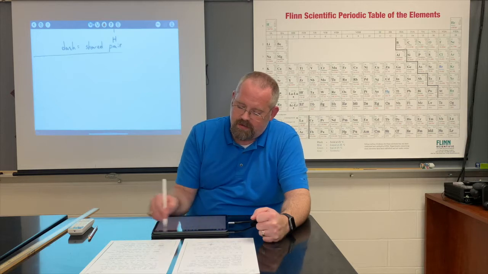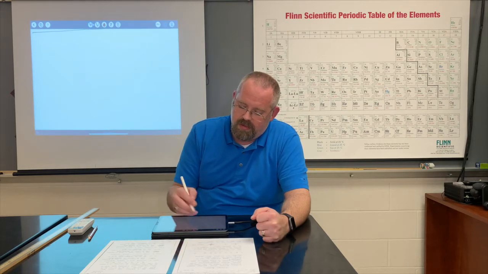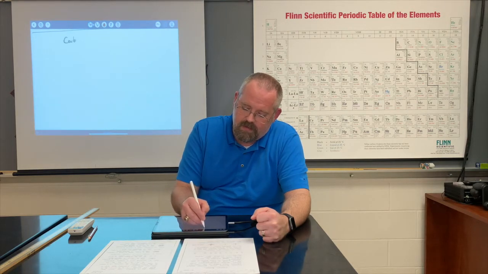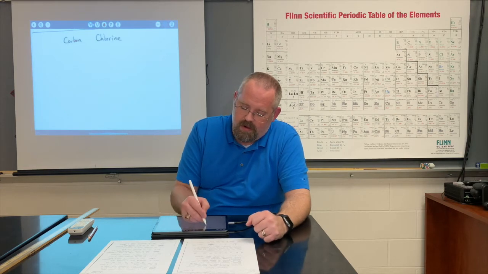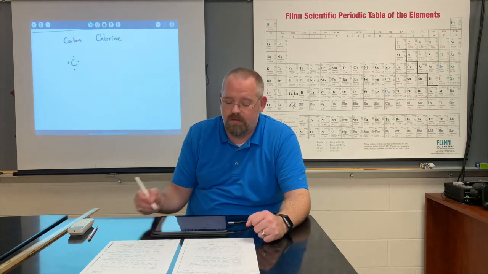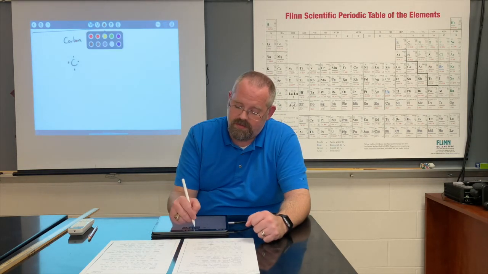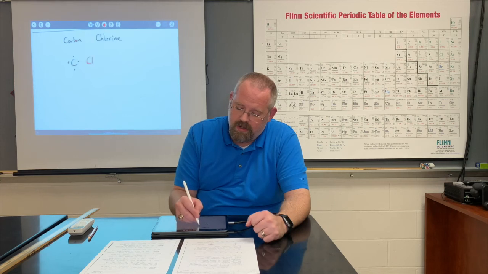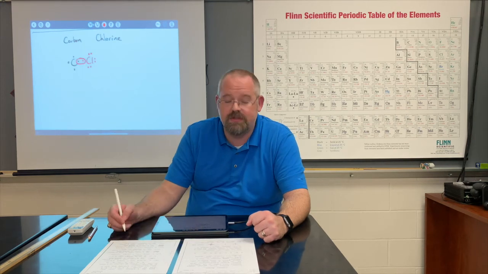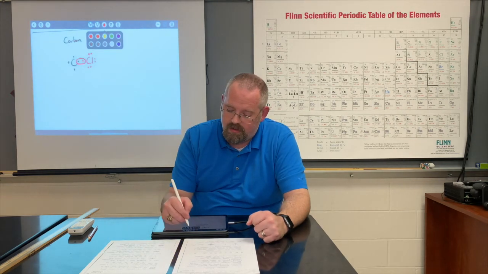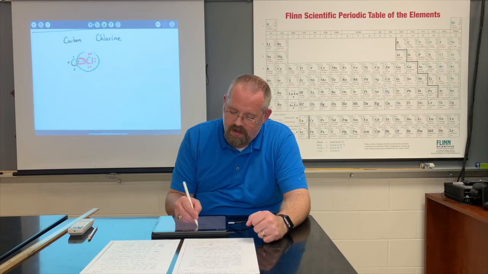All right, let's look at another example. Let's look at carbon plus chlorine. Carbon again has 4 electrons in its valence shell. Chlorine has 7. Well, they're going to share these two here. Now chlorine has a full 8 and it's happy.